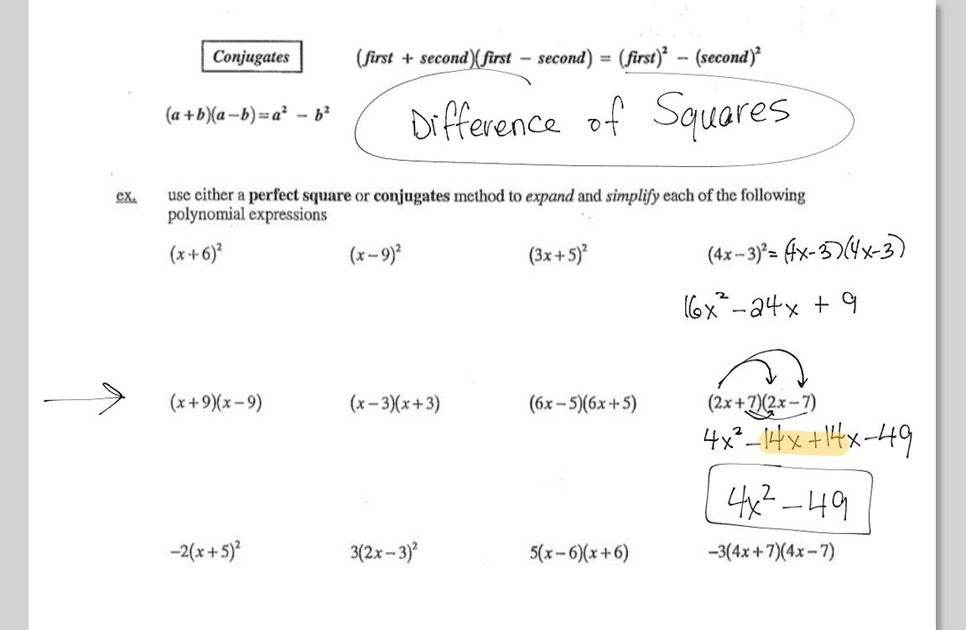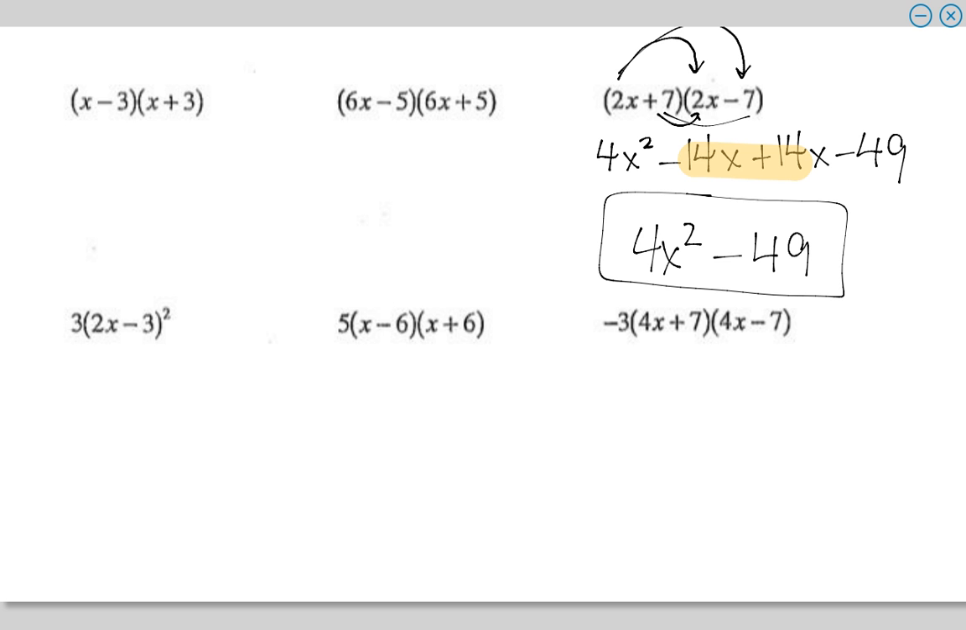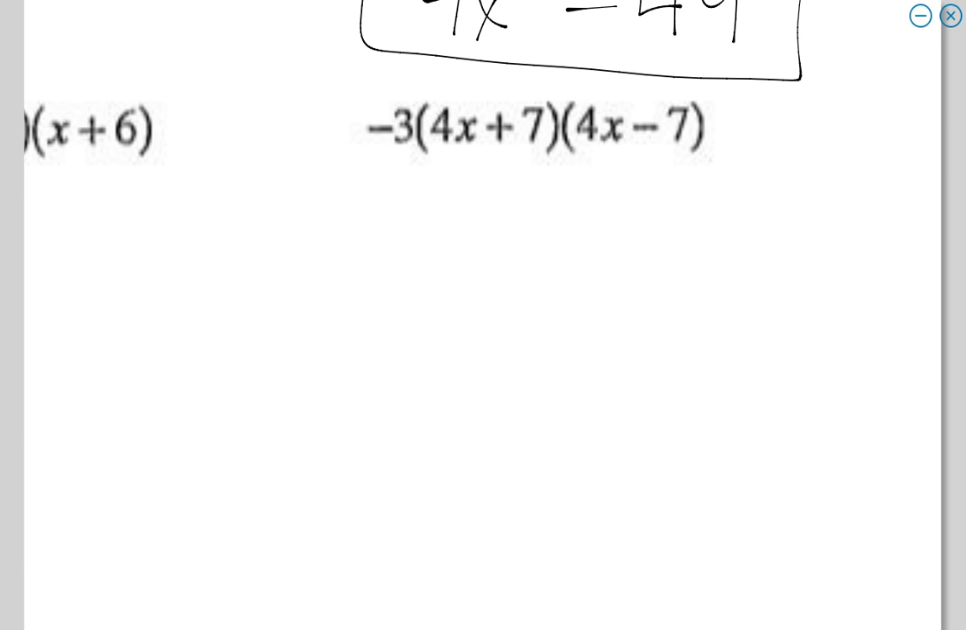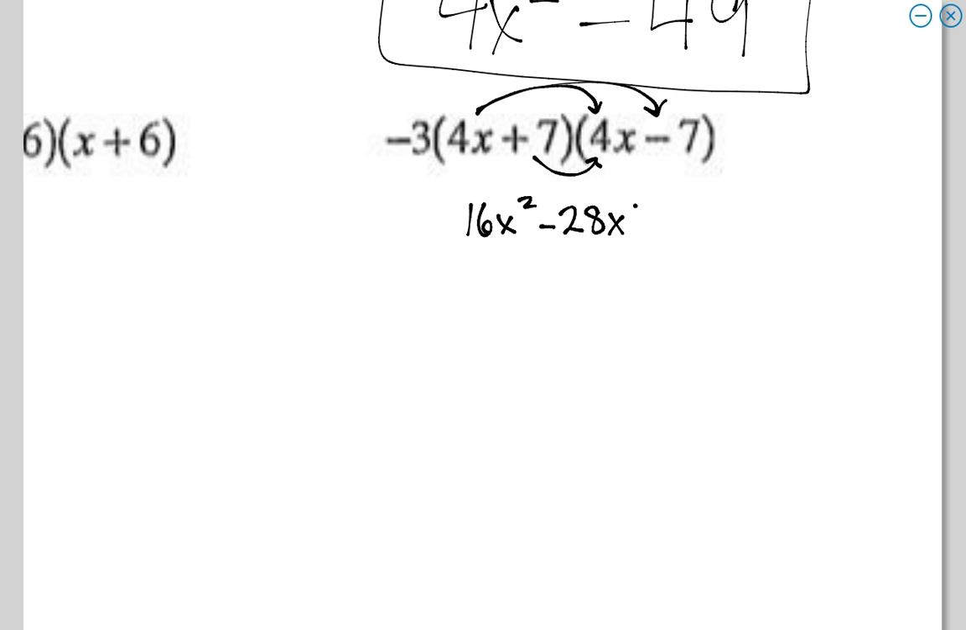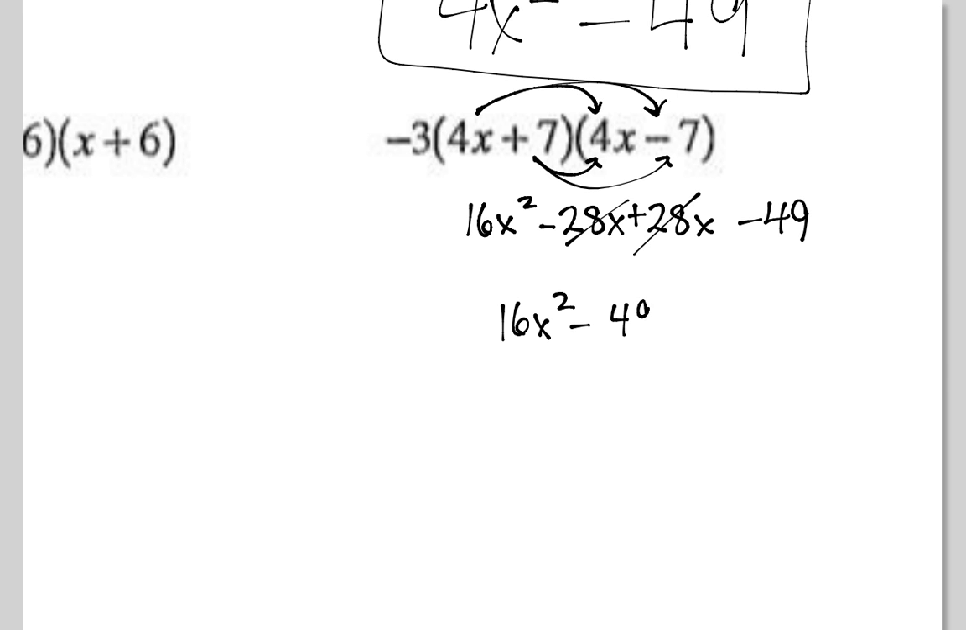I feel like this page is good. You want me to do the very last one on this page? Okay, so let's do the FOIL first. 4x by 4x is 16x squared. 4x by negative 7. And then you go inside, you get the exact same thing, but it's positive. And then the very last term is a minus. Those two will cancel because they're the exact same term. One's plus and one's negative. So you have 16x squared minus 49.